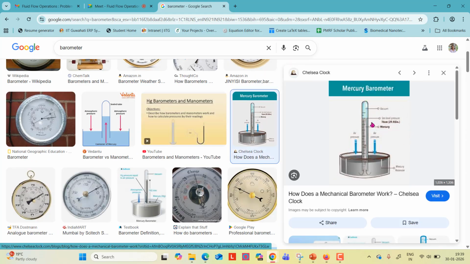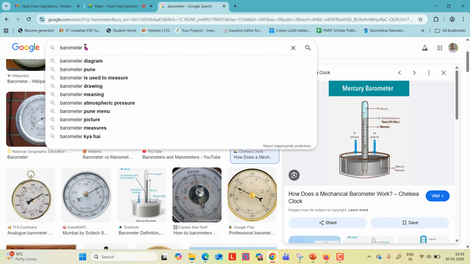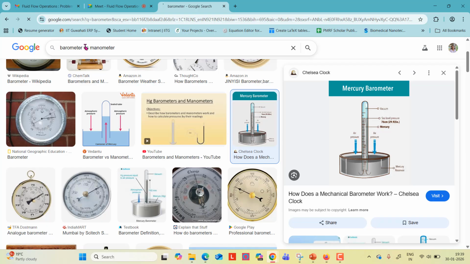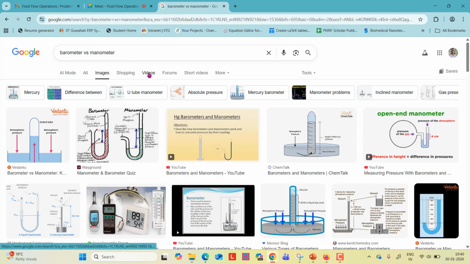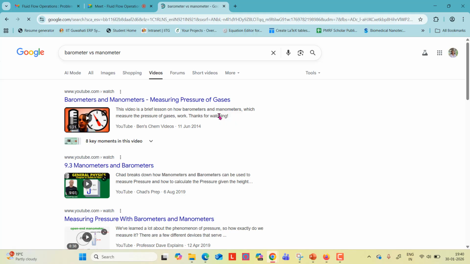So you can see one side is vacuum and one side is exposed to a mercury reservoir, that is called a mercury barometer. So now we'll learn mercury barometer versus manometer. We'll go for the video.